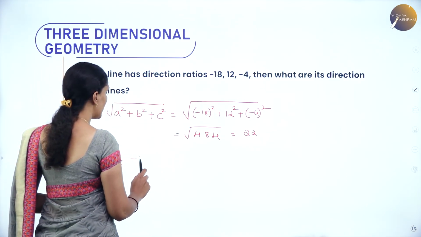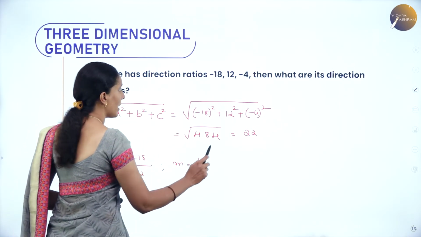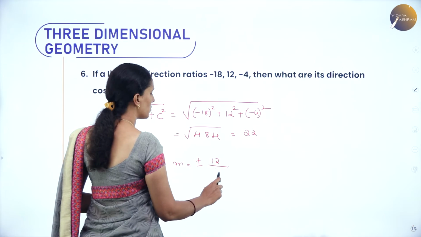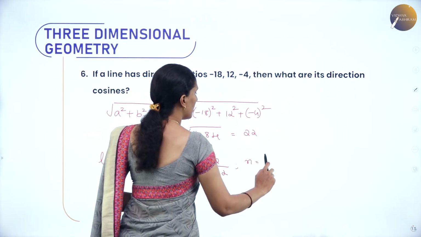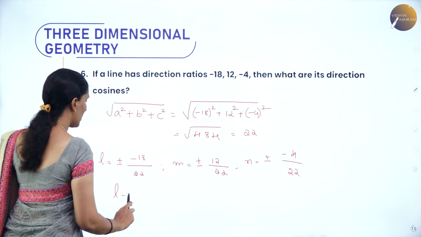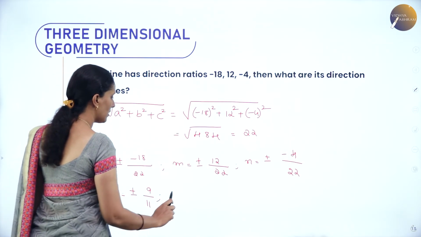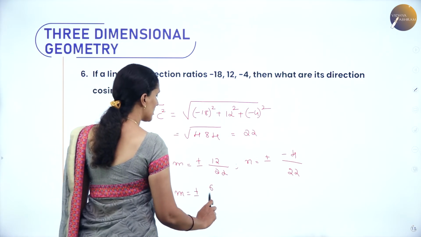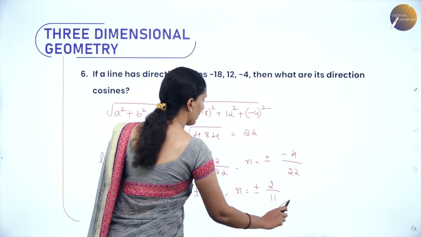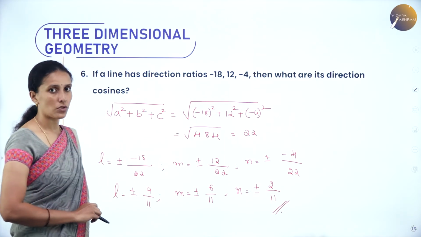Here a is minus 18 divided by 22, and m is plus or minus b divided by the square root of a square plus b square plus c square, which is 22, and n is plus or minus minus 4 divided by 22. So therefore we can write l is equal to plus or minus, cancel it with 2, 2 9s are 18, 2 11s are 22, m is plus or minus 6 divided by 11 and n is plus or minus 2 divided by 11. So these are the direction cosines whenever the direction ratios are given.